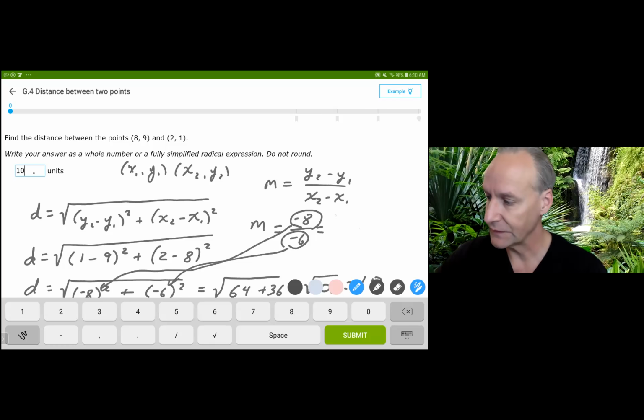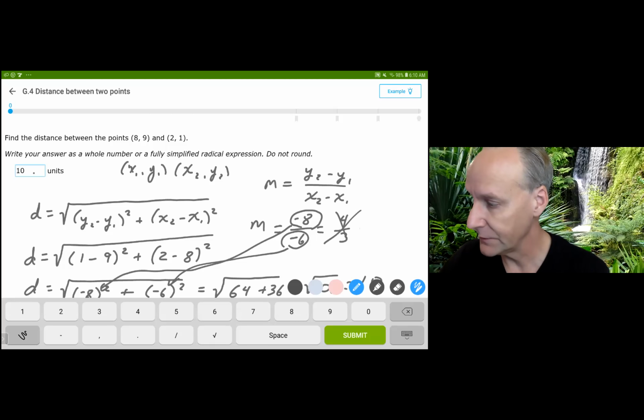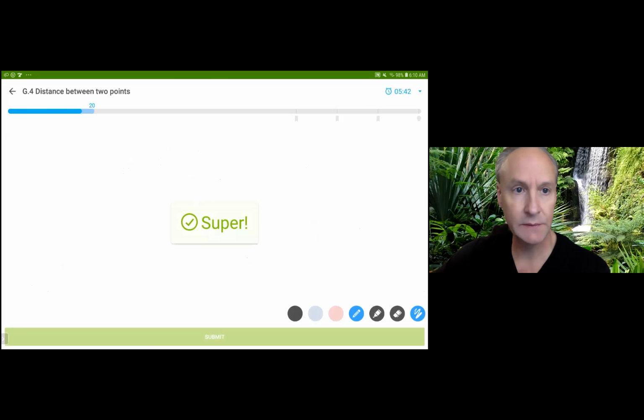Now the slope, of course, is 4/3 when you reduce it. But remember, don't reduce it if you're going to use it in the distance formula. Anyway, there's a lot of stuff going on there. Hopefully I didn't overdo it too much. We'll go on to another one.